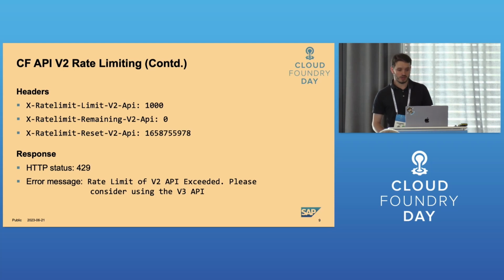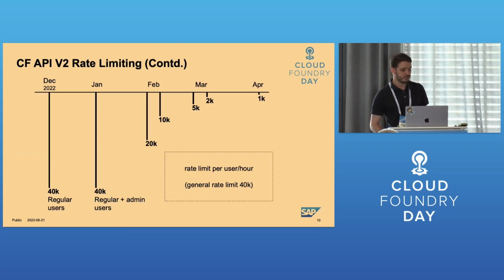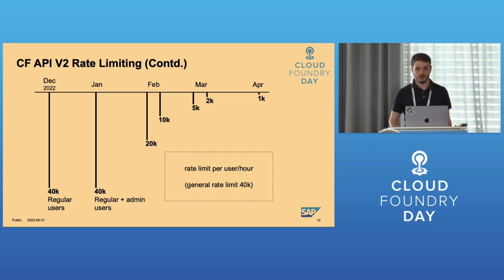Okay, how did we now roll this out on our foundations? So, as I said, we've contributed it last summer and then started to roll it out in December last year. So we started to set it first to 40K for regular, and then 1 month later for regular and admin users. And this basically didn't have any impact yet on our foundations, because we typically run a general rate limit of 40K requests per user per hour. So yeah, basically no impact there yet.